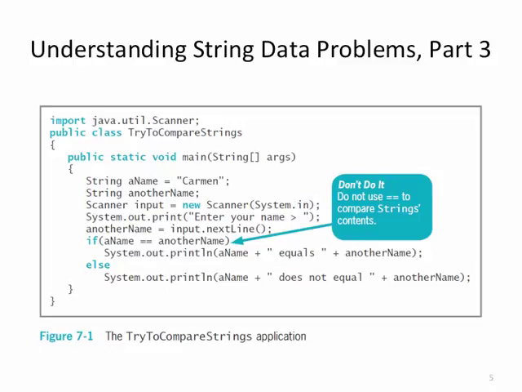Here's an example. If we have a string with a name, Carmen, and we prompt the user to input another name, and we compare a name with another name, that will never be true. They will never occupy the same space in memory because they are two separate objects, and that will always be false, and it will always print Carmen does not equal anything else the user might have typed in.